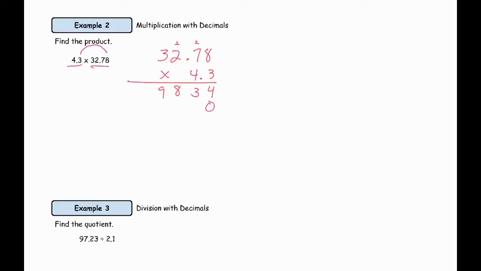As we move down, we have 8 times 4 is 32. So we bring our 2 down and our 3 up. 7 times 4 is 28 plus 3 is 31. So we bring our 1 down and our 3 above the 2. 2 times 4 is 8 plus 3 is 11. And then we have 3 times 4 plus 1 is 13. And then we're going to add those numbers. Just be careful and make sure all of your digits are lined up well.